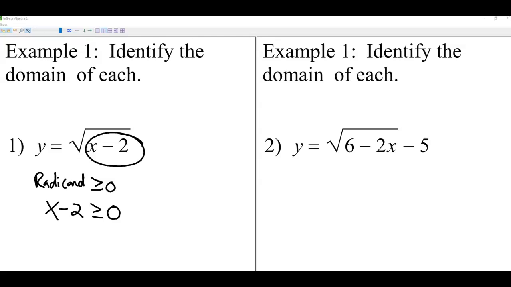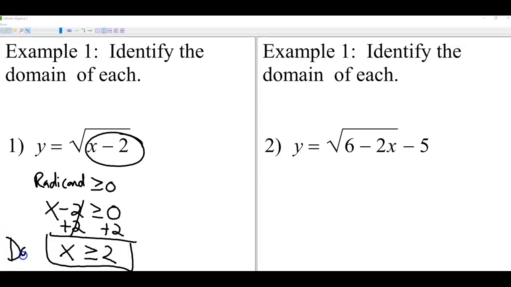So to solve for x, what would I do? Add 2 on both sides, and I've got x is greater than or equal to 2. So this is my domain. Remember, what's the definition of domain? Domain is all the possible values of x. What is x allowed to be? x can be anything that's bigger than or equal to 2.